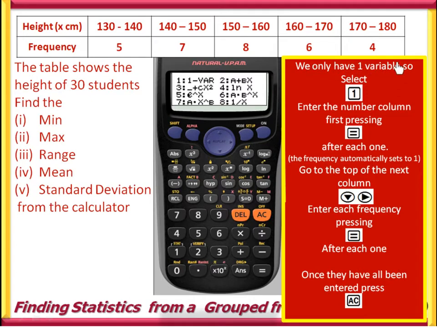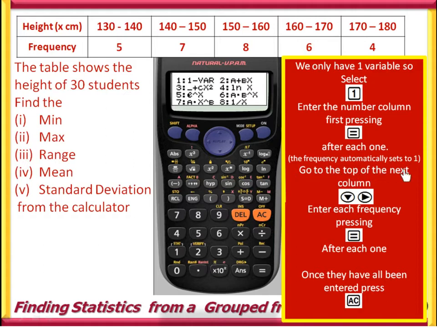We only have one variable, so we select 1 because we've got 1 beside one variable. We enter the number column, so basically input our x values, pressing the equals button after each one. The frequency will automatically set itself to 1.